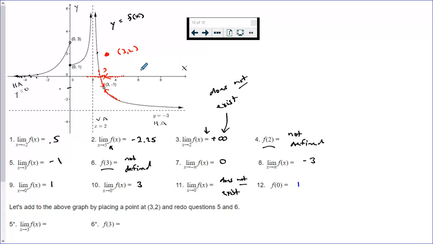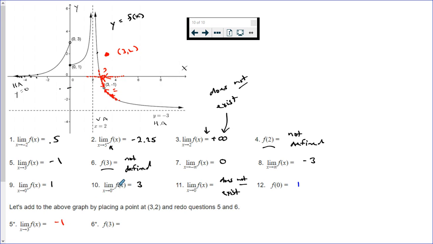Hopefully you paused it and gave it a shot, and hopefully you said nothing changes. It's still -1. Remember, the functional value has nothing to do with the limit. It has nothing to do with what these little bugs tracking on the curve are going to approach. So I'm still approaching -1. As x goes to 3 from the left, I'm approaching this y value. As x goes to 3 from the right, I'm approaching this y value. That did not change. The limit's still -1.